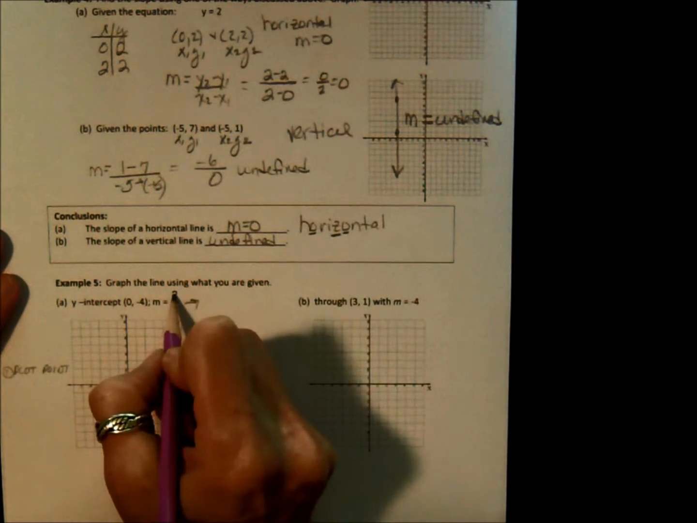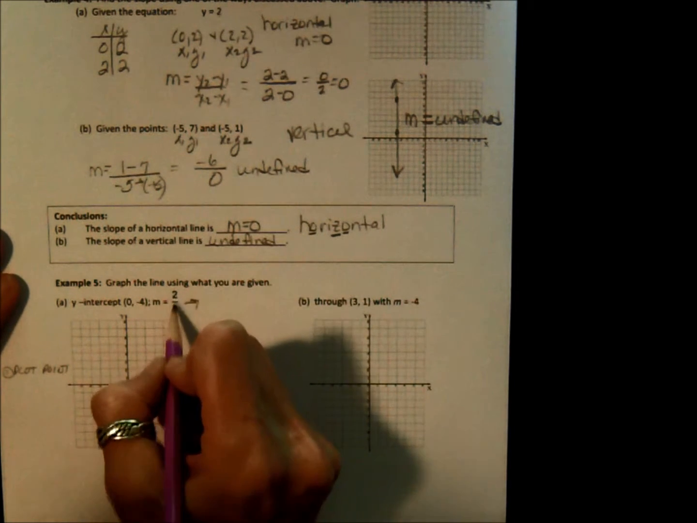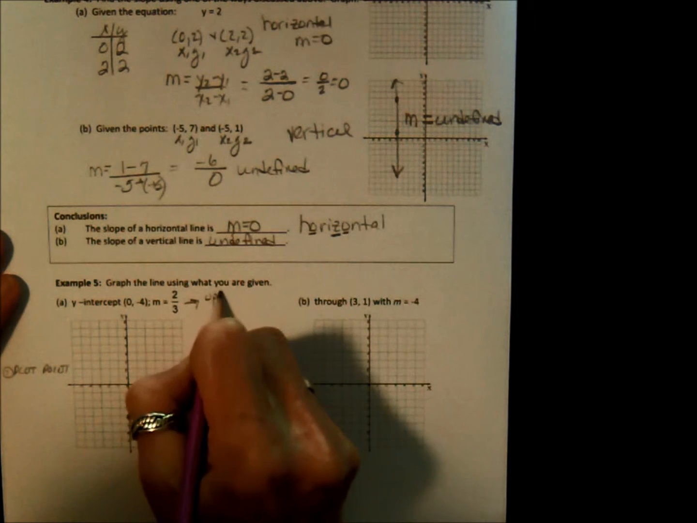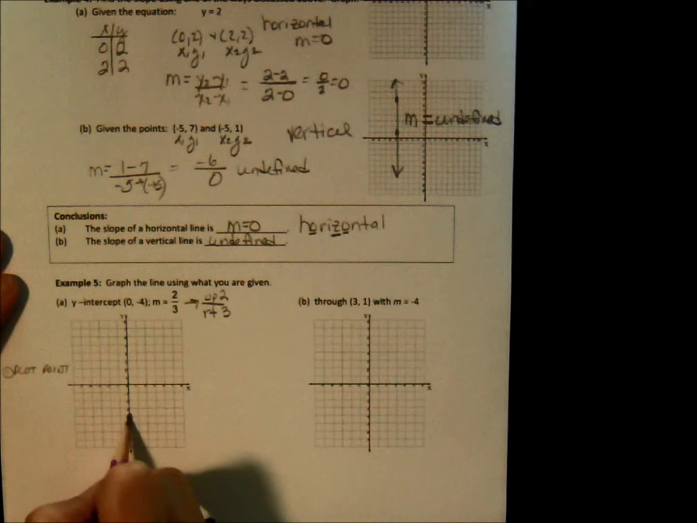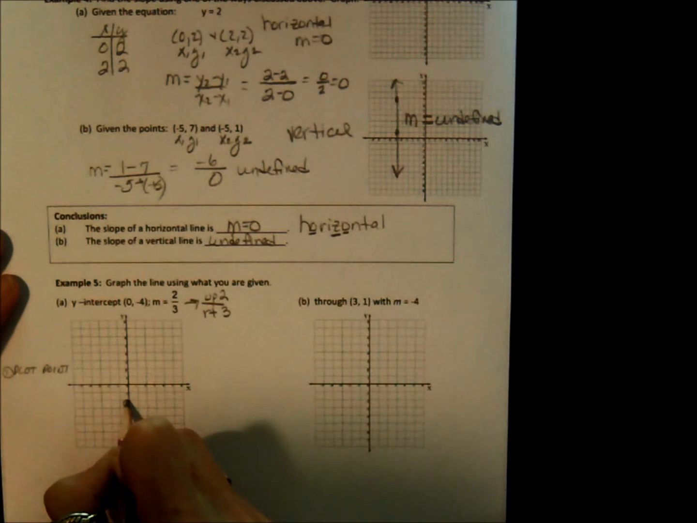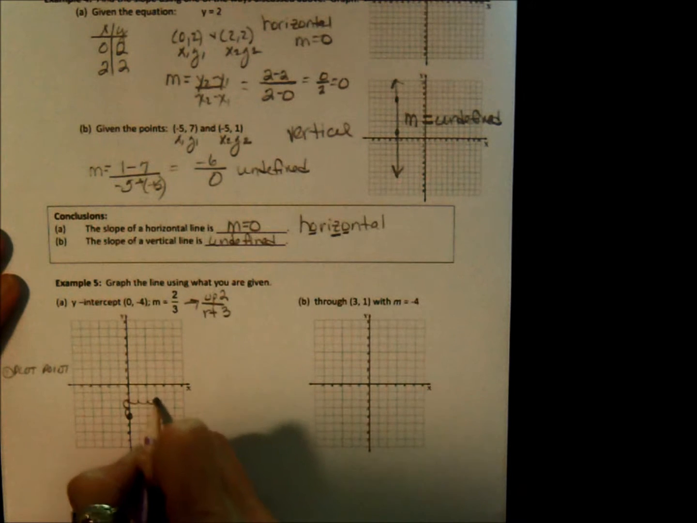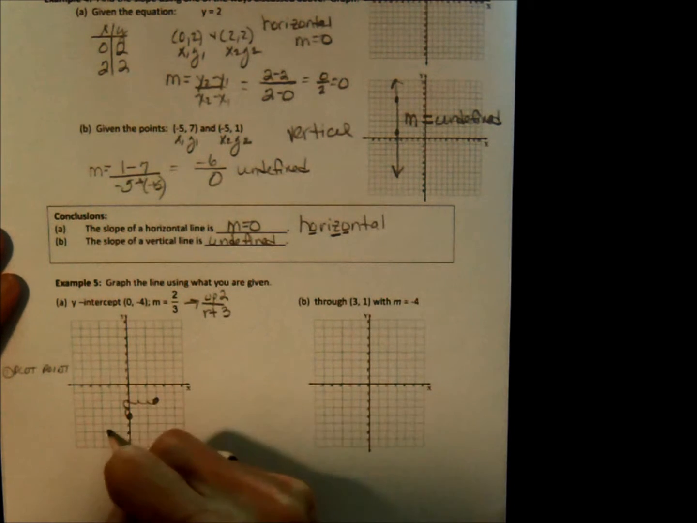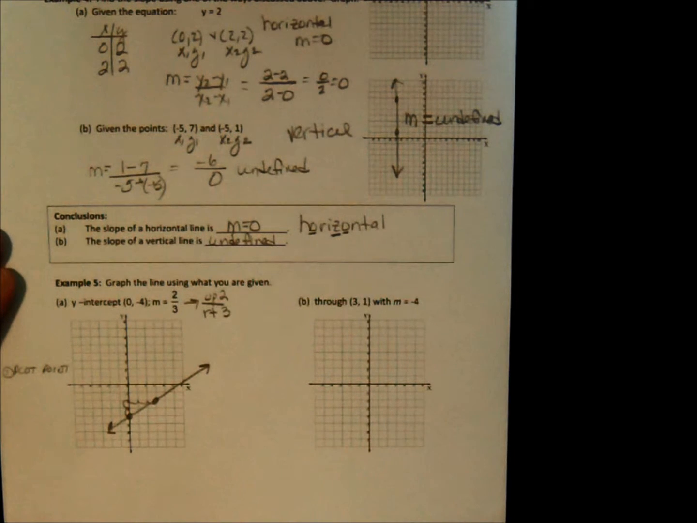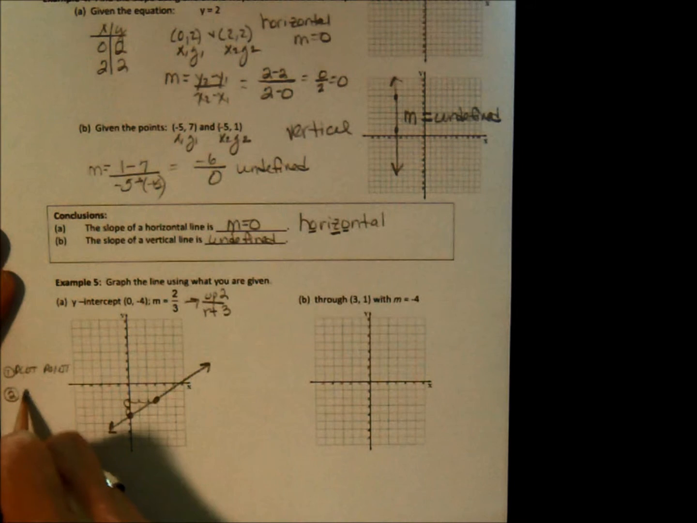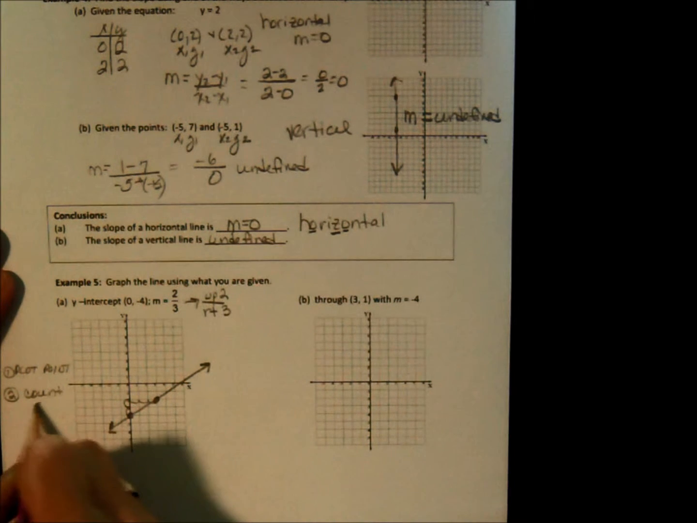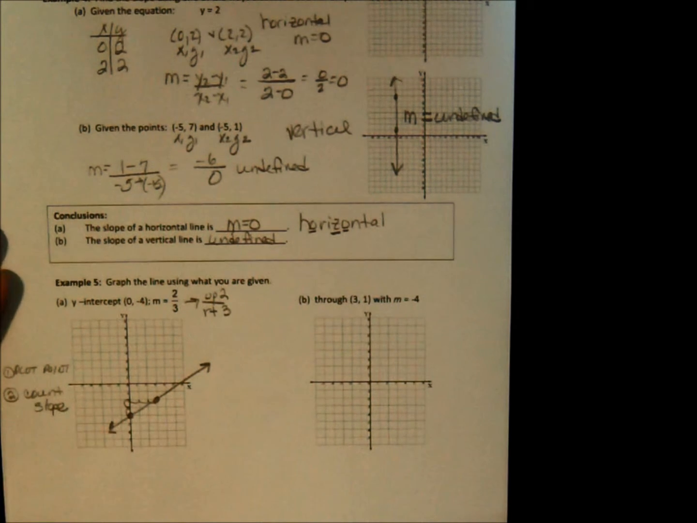So let's think about what that means. It's rise over run, and since they're both positive, that has to mean up 2 and right 3. So from this point, I'm going to count up 2, right 1, 2, 3. That gives me a second point. I connect them, and I have graphed my line. So I first plot the point, and second, I count the slope, count rise over run.